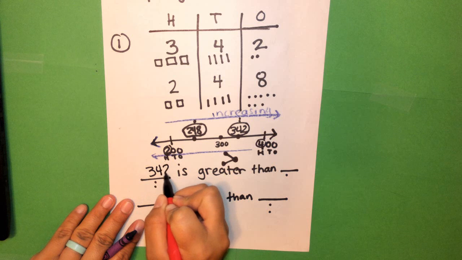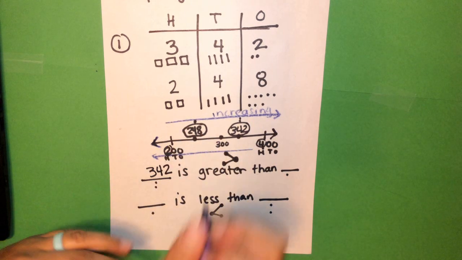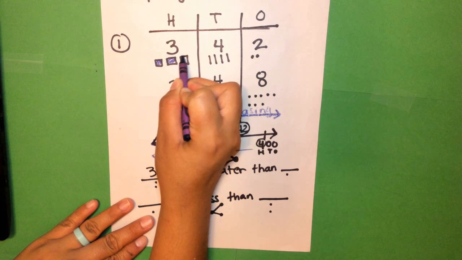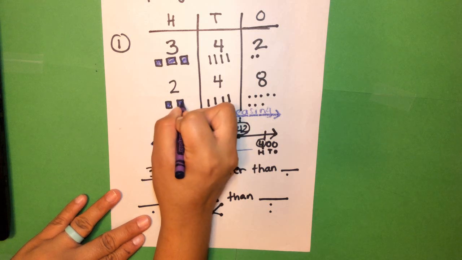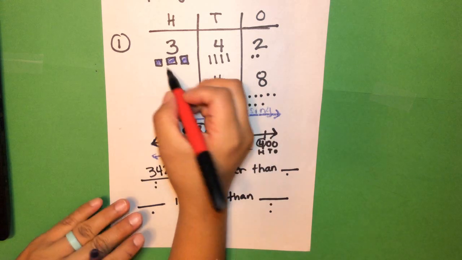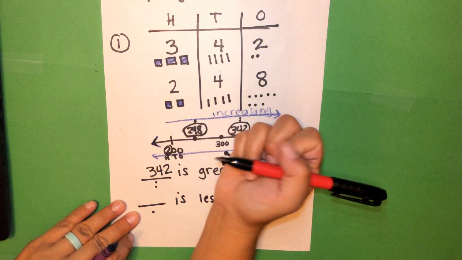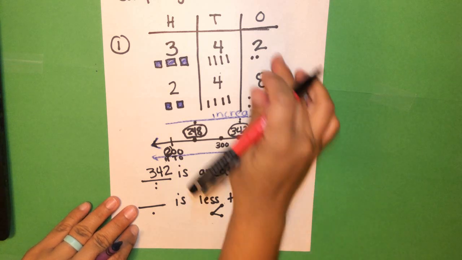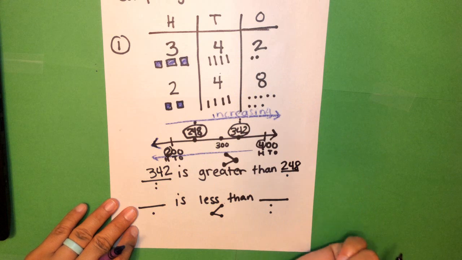342 goes here. Another way that you can tell is by looking at the hundreds place in your place value chart, guys. That's the other important reason that you have your place value chart. I'm coloring this in so you can see the difference. Who is bigger? 300. What's smaller? 200. That's another way to tell my relationship. So you can look at place value charts and you can look at number lines. You can look at both.